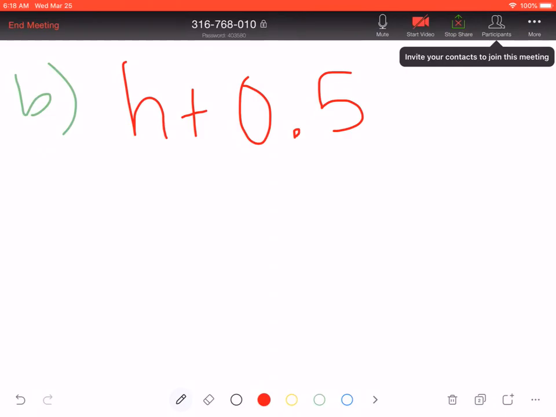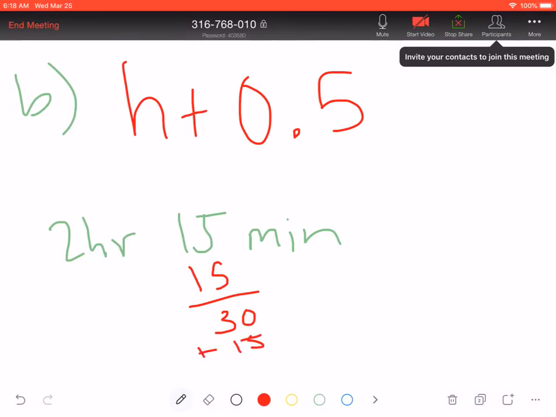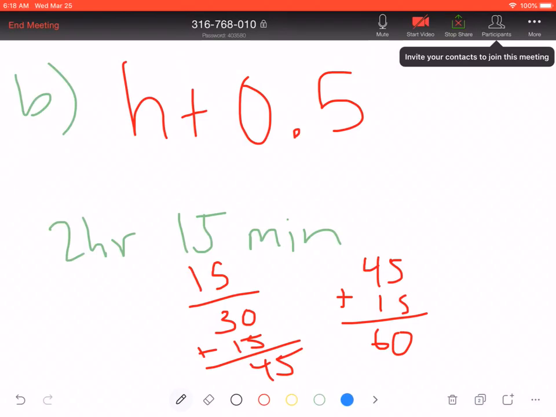Okay, so you have to think about this. It's trying to trick you a little bit. If you had 2 hours and 15 minutes, you have to think about how much of an hour 15 minutes is. So think like 15 plus 15 is 30, right? Plus another 15 is 45, plus another 15 gives you 60. So that means that 15 minutes is 1/4 of an hour, right? And 1/4 is the same as 0 and 25 hundredths.